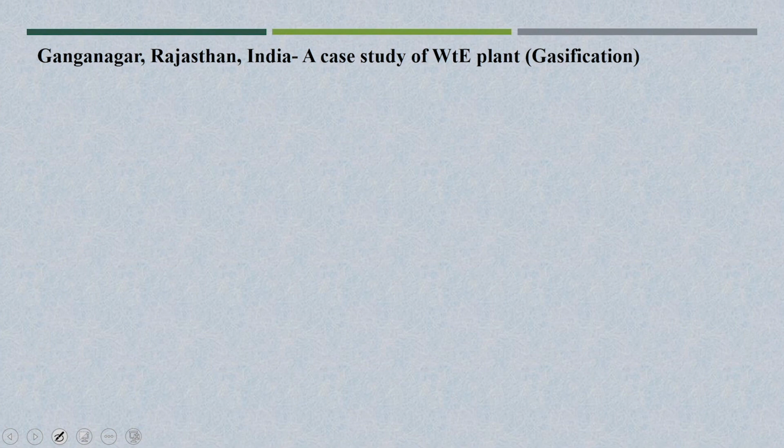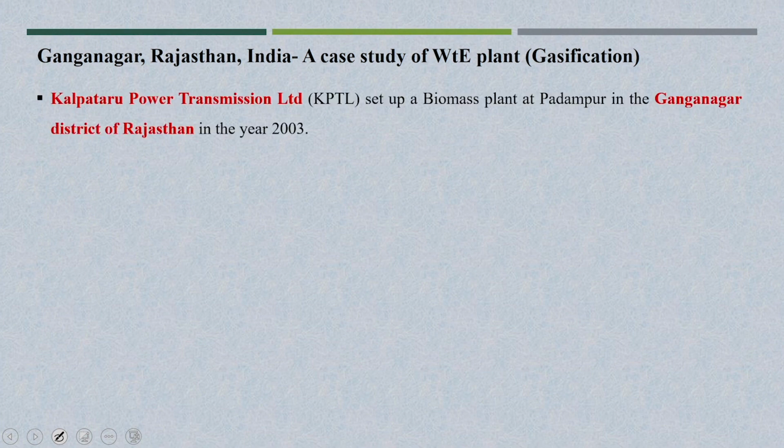So, I have a few case studies for that. Maybe 1 or 2 case studies I personally like, because a very old treatment plant is available: Ganganagar, Rajasthan, a gasification based waste to energy plant. Kalptaru Power Transmission Limited set up a biomass plant. It is an agriculture biomass based plant in Ganganagar district of Rajasthan, built in 2003, a very old plant, and it is still running properly.